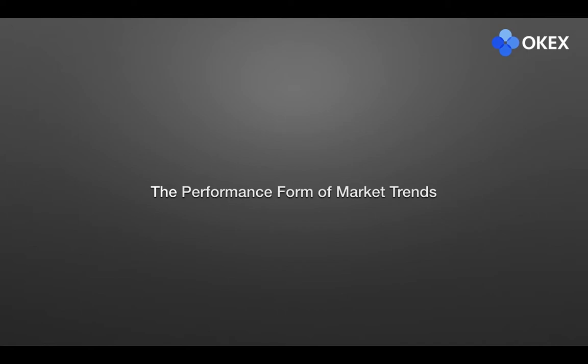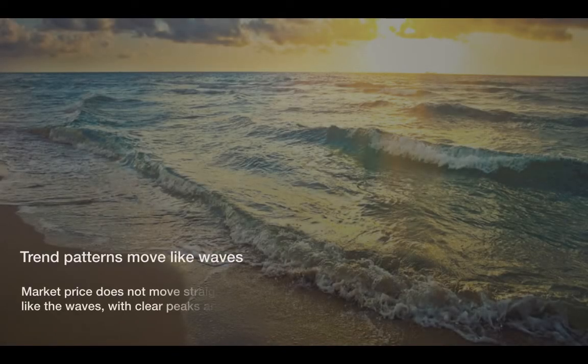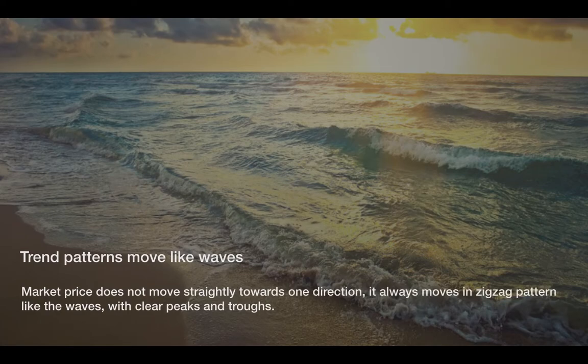The path of the least resistance is not always straight, just like rivers always flow around a mountain rather than through it. Trends also have diverse patterns. Trend patterns move like waves. Market price doesn't move straight towards one direction. It always moves in a zigzag pattern like the waves, with clear peaks and troughs.